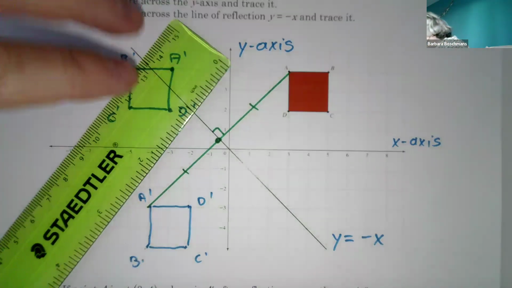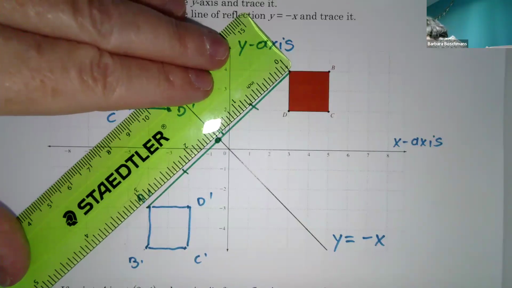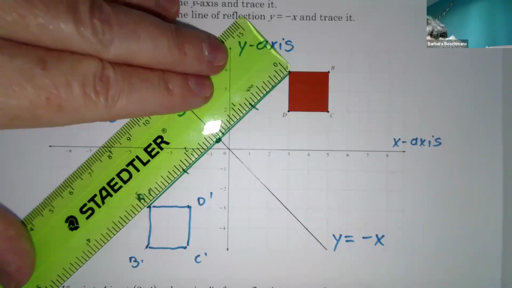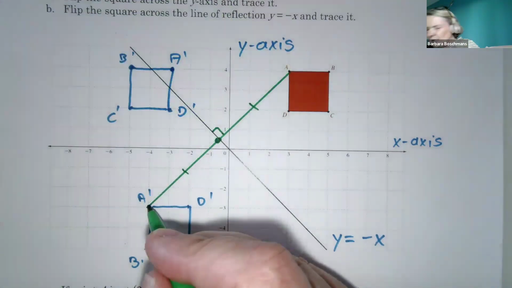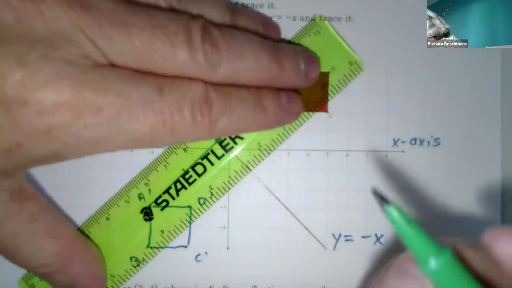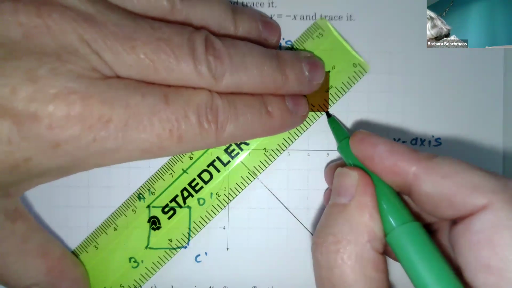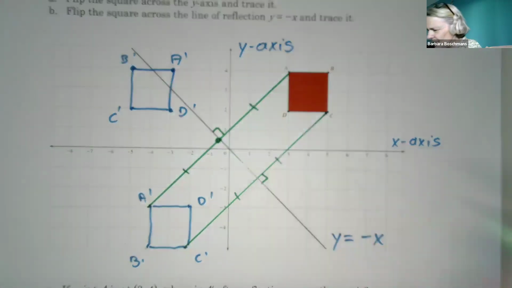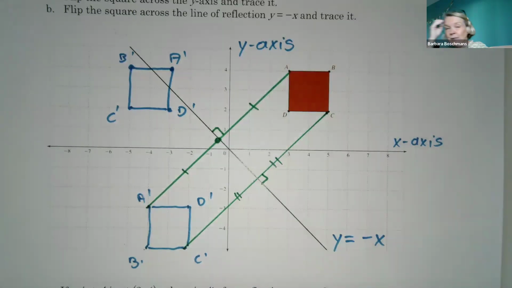So I could have measured from A to the line, and it looks like that's about 1.5 inches. And then I could have gone 1.5 inches to the other side and figured out where A prime was. And that works for all of them. Like I can connect C to C prime. That's going to be a 90-degree angle, and the two segments are going to be the same. So that helps you graph. It also helps you find the line of reflection if you're given the pre-image and the image.